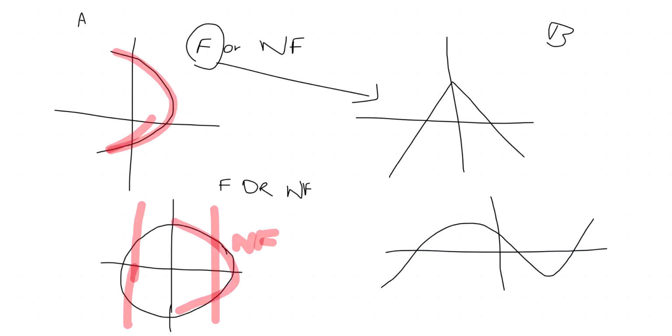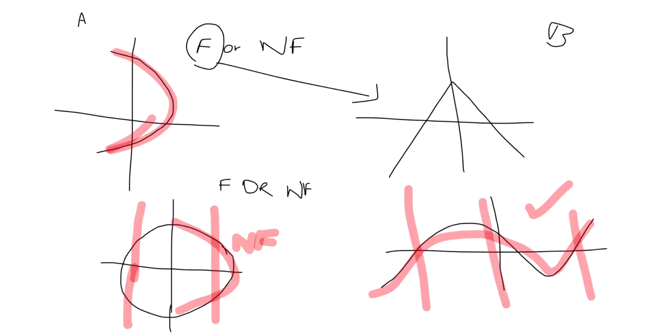Now this one, because it's going this way, this one is a function. And the reason is because if you do a vertical line, you don't see anything happening on either side. You can only have one value. So that's why this one is a function. So far we know this one is not a function. This one is a function. This one is a function, and this one is not a function. Okay.